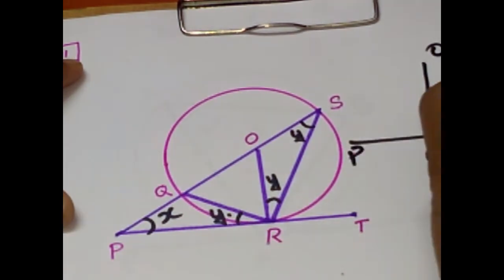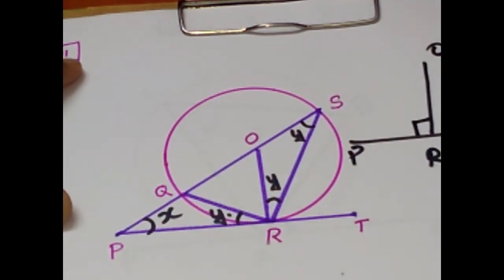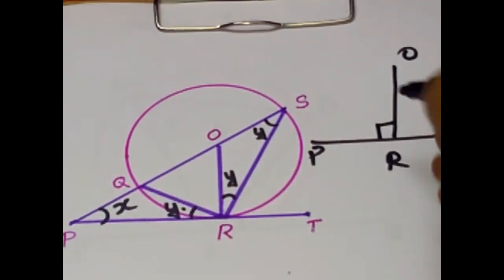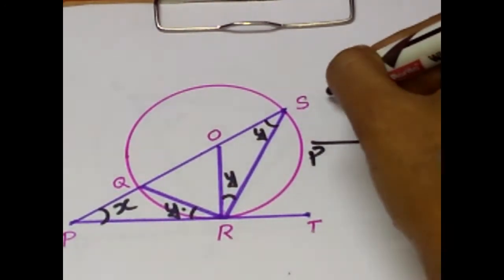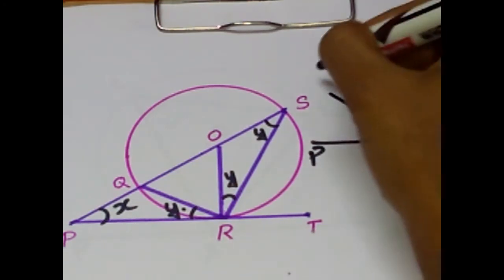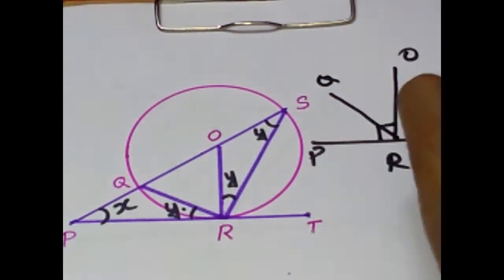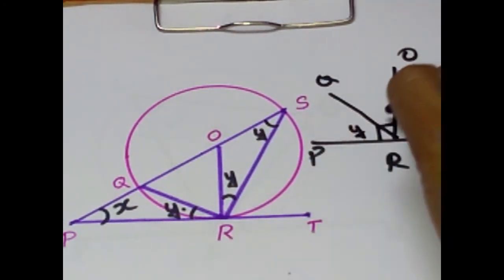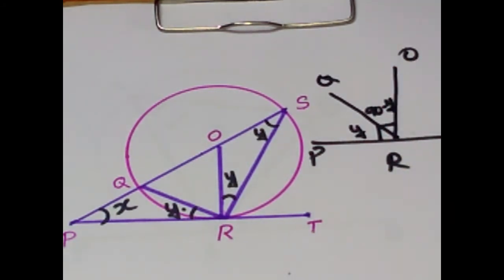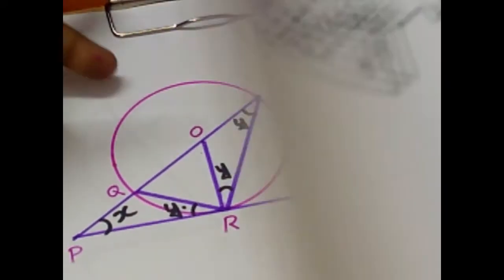At the point R, I am just talking about this, children. OR and this is P. Angle ORP is equal to 90 degree. Angle ORP is 90 degree. Already we have marked PRQ as Y. Hence the remaining part is 90 minus Y. So let us write this. That is step number 3.